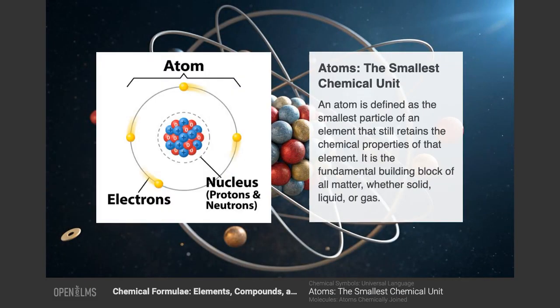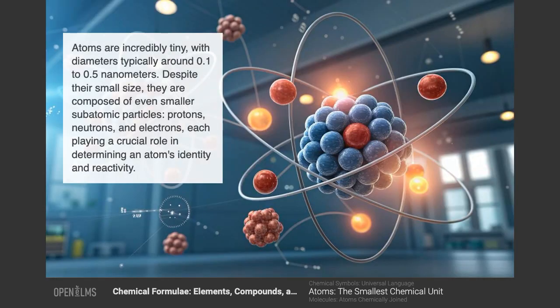Atoms, the smallest chemical unit. An atom is defined as the smallest particle of an element that still retains the chemical properties of that element. It is the fundamental building block of all matter, whether solid, liquid, or gas. Atoms are incredibly tiny, with diameters typically around 0.1 to 0.5 nanometers. Despite their small size, they are composed of even smaller subatomic particles, protons, neutrons, and electrons, each playing a crucial role in determining an atom's identity and reactivity.